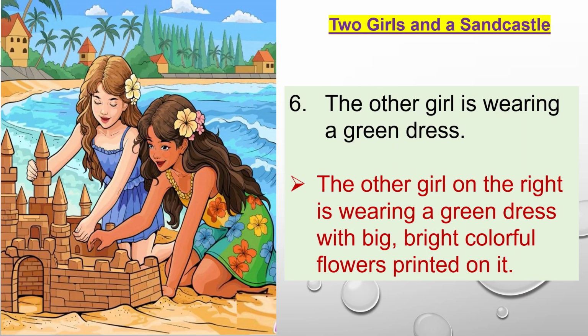Next sentence, the other girl is wearing a green dress. So in this sentence, what we can add is what the dress looks like. So instead of writing simply "the other girl is wearing a green dress," what we can write: the other girl on the right is wearing a green dress with big, bright, colorful flowers printed on it. So this adds pattern and details of the green dress. Instead of that, you can also write: the other girl is dressed in a green dress decorated with big colorful flowers. So decorated and printed tell us what the dress looks like.